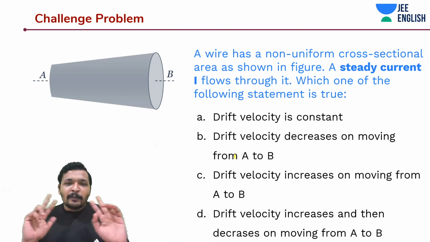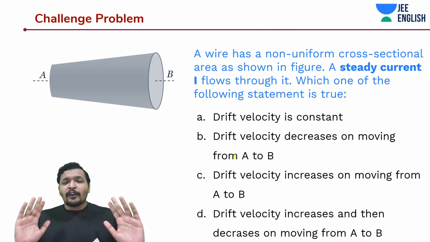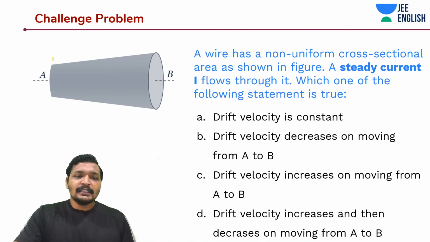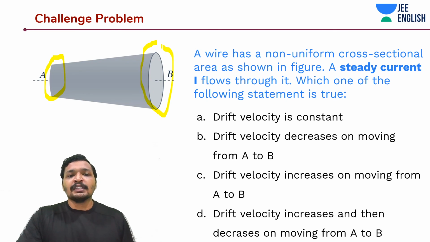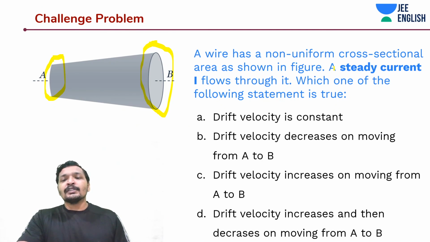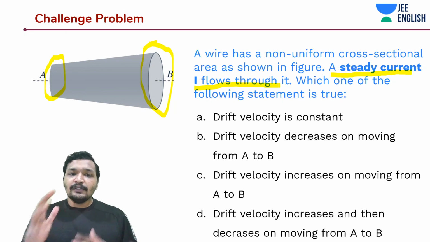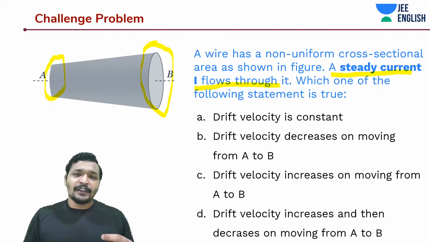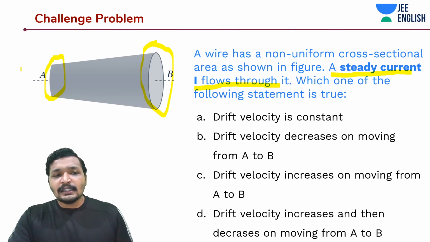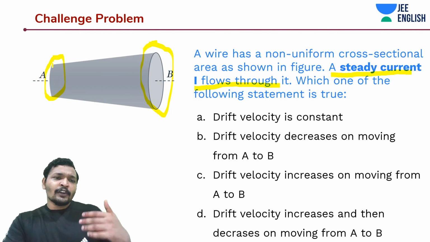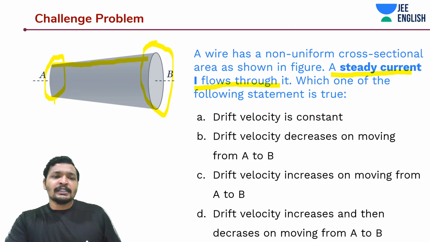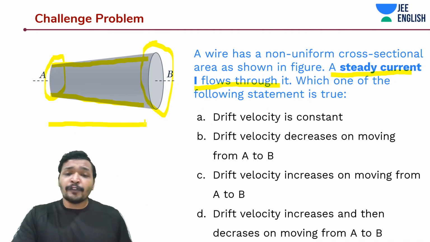Now we'll talk about a problem where a wire has a non-uniform cross-sectional area. At A it has a lesser cross-sectional area, and at B it has a larger cross-sectional area. There is a steady current flowing through this cylinder, or what is generally called a frustum. Whatever it is, the cross-sectional area is varying with distance. Then which of the following is true?